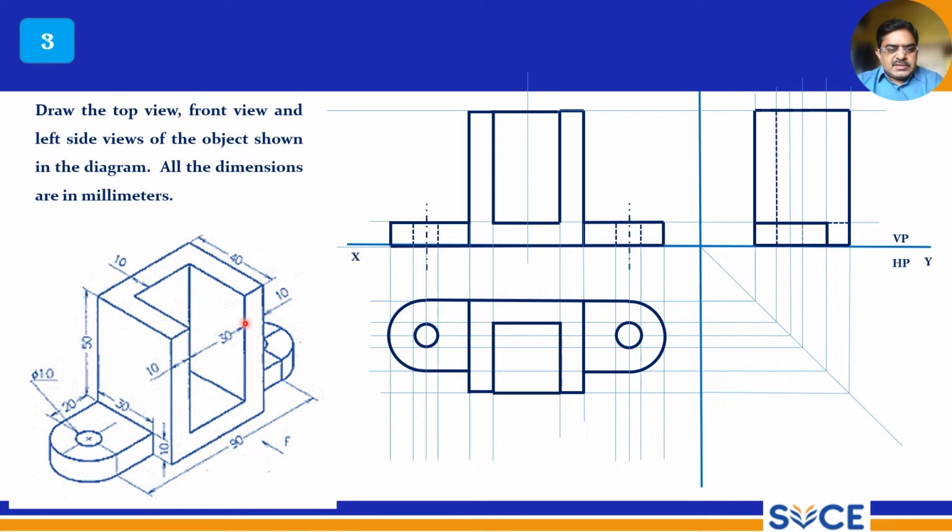There is an invisible edge here, and that should be drawn with a dotted line. And there is an inner edge here, so that should also be drawn with a dotted line. Give all the dimensions, and that completes problem number 3: front view, left side view, and top view.